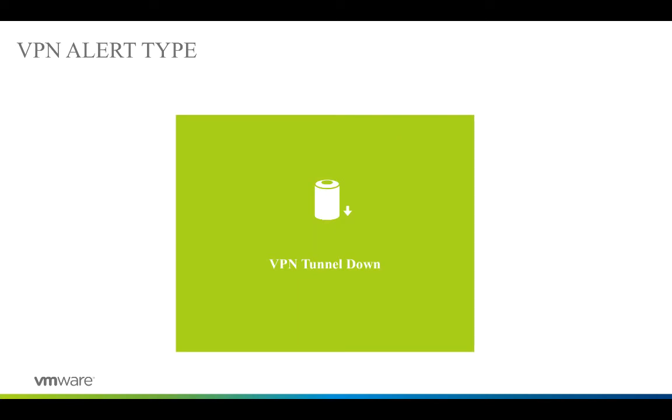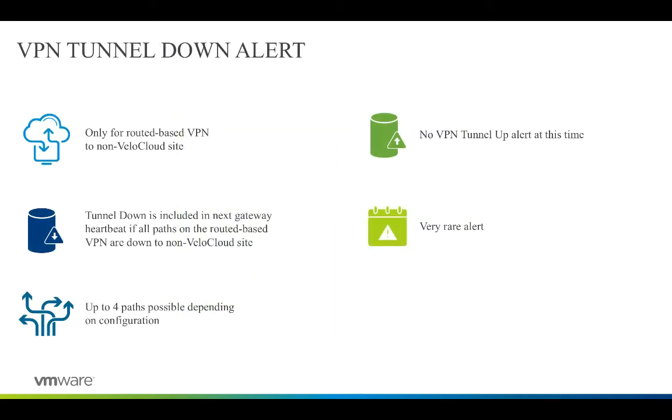Tunnel alert, VPN down alert. We have seen the edge alert, which was the management driven alert, and the link alerts, which are the data plane driven alerts. Now is the VPN tunnel down alert. Remember, this VPN tunnel down alert is for those non VeloCloud sites where, from our gateways, we create those IPsec tunnels to those non VeloCloud sites. So these are only for route based VPN. These alerts are not for policy based.